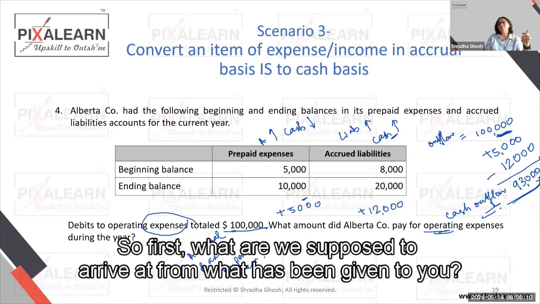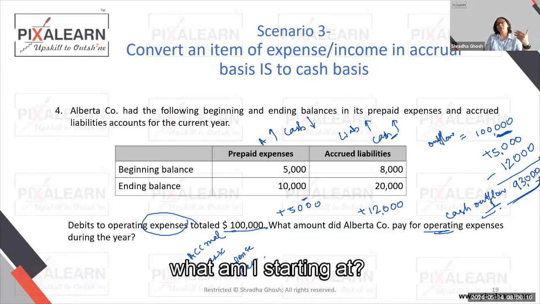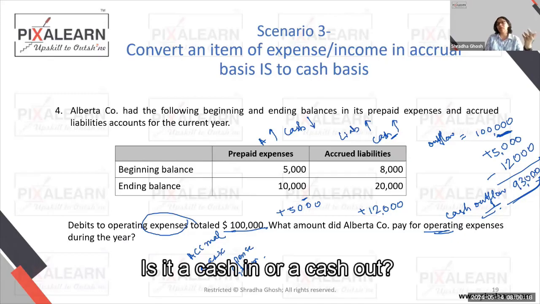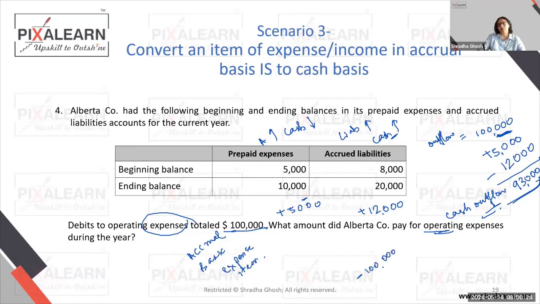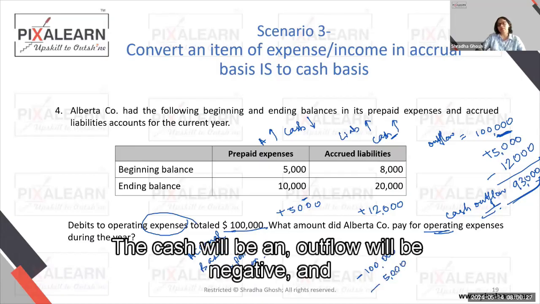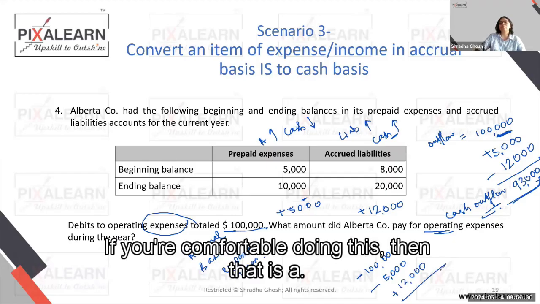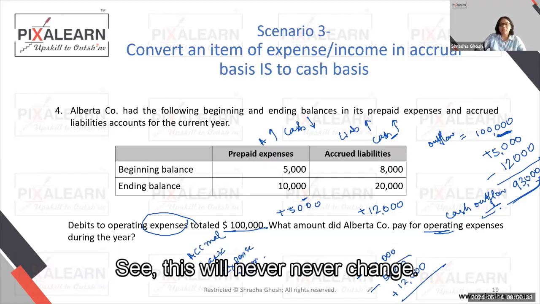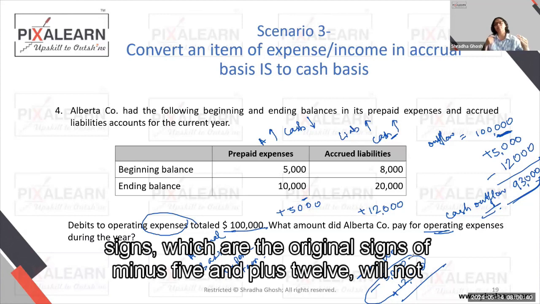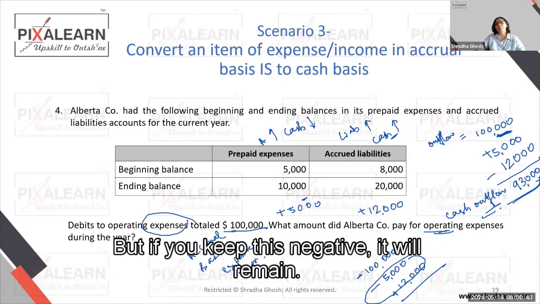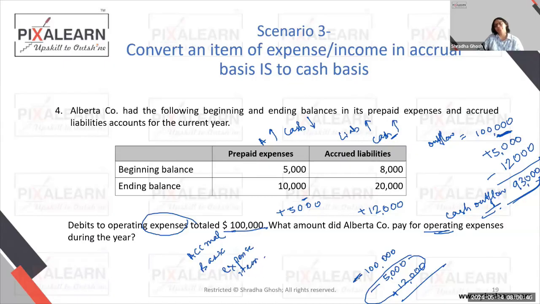So first step, what are we supposed to arrive at from what has been given to you? Step number 2. What am I starting at? Is it a cash in or a cash out? There's another way of doing it, guys. If you want to do it a little more mechanically, I'm starting with 100. An outflow will be negative and inflow will be positive. If you're comfortable doing this, then that is all. See, this will never change. The signs which are the original signs of -5 and +12 will not change. But if you keep this negative, it will remain okay. Is this clear? Okay.